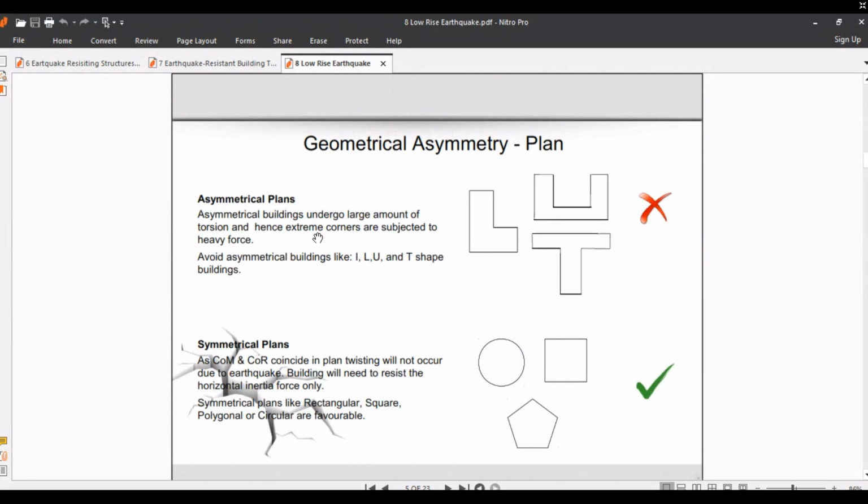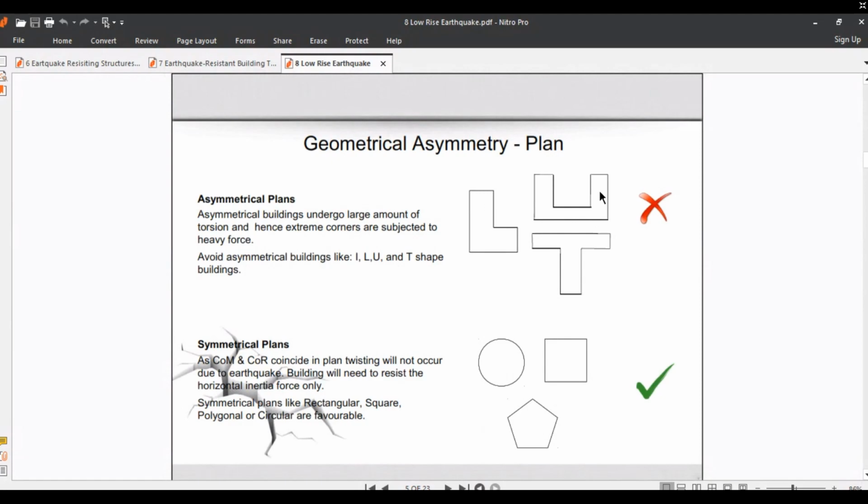This slide shows the geometry, asymmetry, and symmetry in the plan. In the first schematic shape at the top of the slide, we have asymmetrical plans in geometry models. Asymmetrical plans undergo a large amount of torsion, and extreme corners are subjected to heavy force.